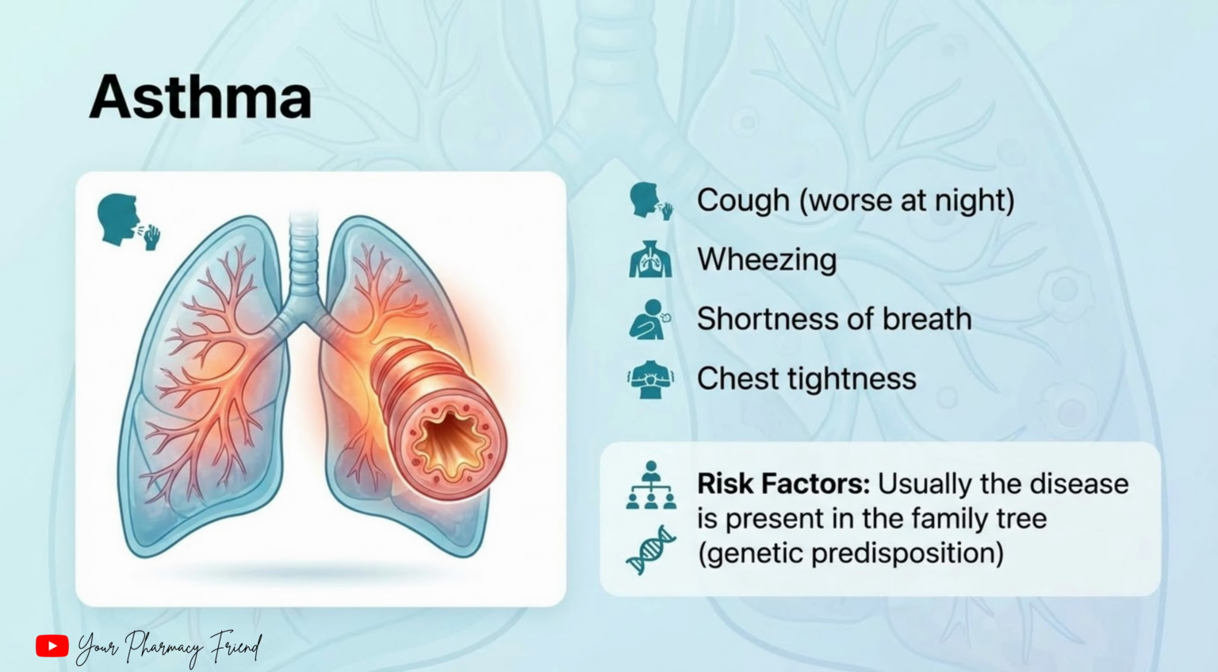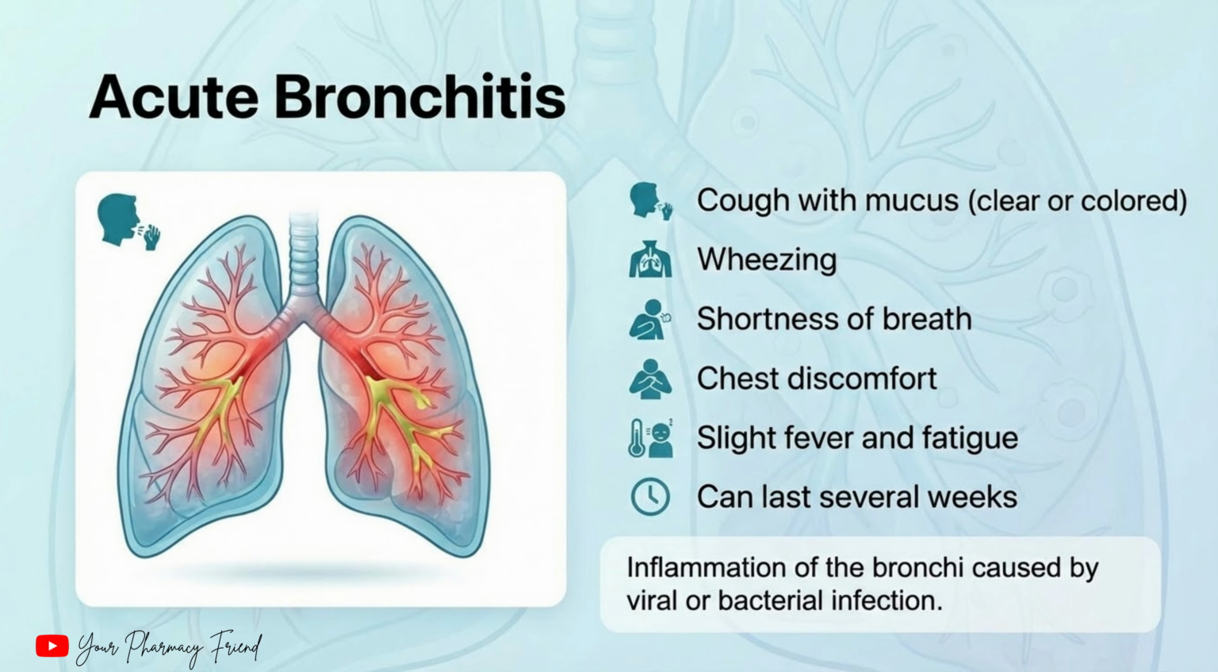Now, let us look at some specific conditions associated with cough. Asthma is characterized by a cough, often worse at night, wheezing, shortness of breath, and chest tightness. Genetic predisposition is a common risk factor for this condition. Acute bronchitis is an inflammation of the bronchi, typically caused by a viral or bacterial infection. Symptoms include a cough with mucus, wheezing, shortness of breath, chest discomfort, slight fever, and fatigue. It can last for several weeks.